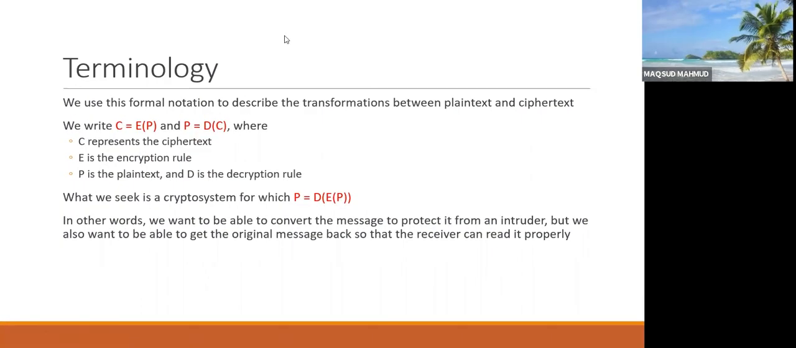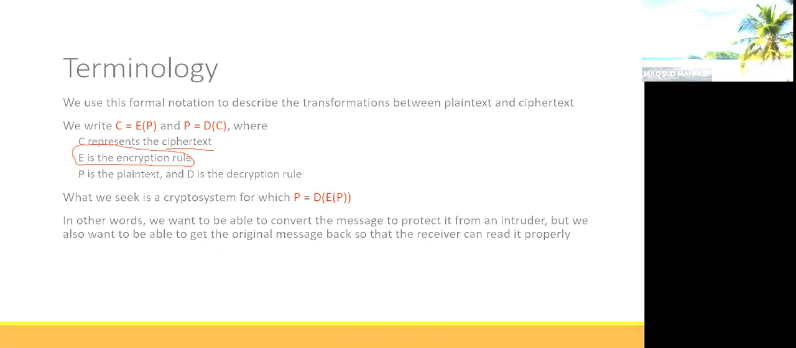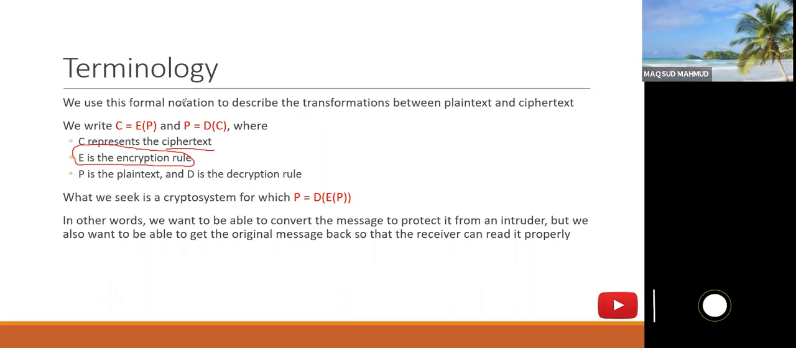Now terminology, now the equation becomes a little bit more complex for you. See how to write it: C is the ciphertext, E is the encryption rule or the algorithm, P is the plain text, and D is the decryption. So how do you write it? You say that the encryption rule applied on plain text gives the ciphertext, and the decryption rule applied on the ciphertext gives the plain text. So this is this.